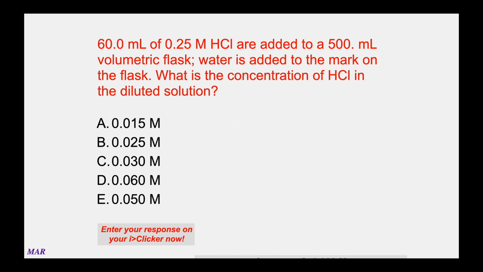60 milliliters of 0.25 molar HCl are added to a 500 milliliter volumetric flask, and water is added to the mark. And it says, what's the concentration of HCl in the diluted solution? So this is an example where we're taking a concentrated solution, 0.25 moles per liter, and we're essentially adding a lot of water to it. So it's going to be diluted, which means the final answer will be smaller than 0.25 moles per liter. I would use on this problem M1V1 equals M2V2.